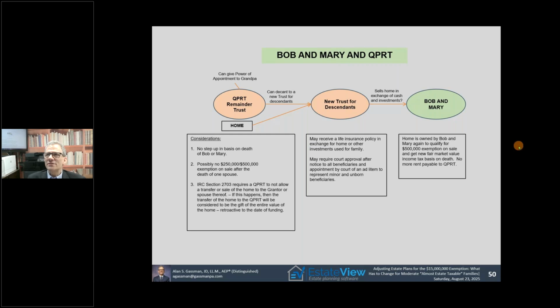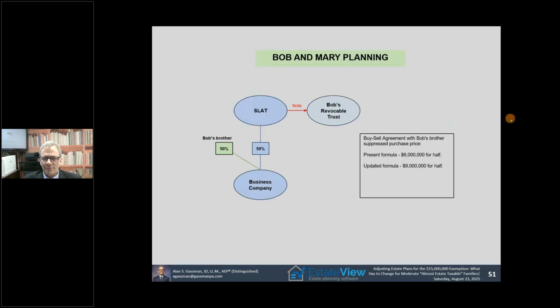There was no intent to violate the QPRT laws when it happened. They filed a gift tax return. More than 6 years has run since the filing of the gift tax return. Just get that house out of there if you want to get that house out of there. So that's the story on the QPRT.